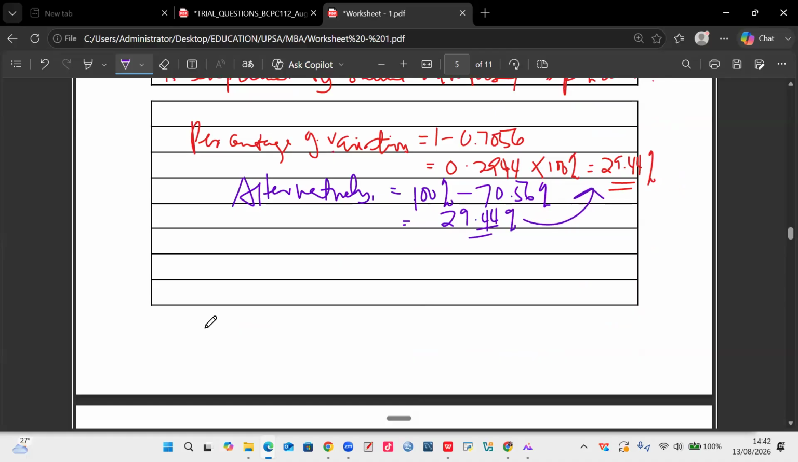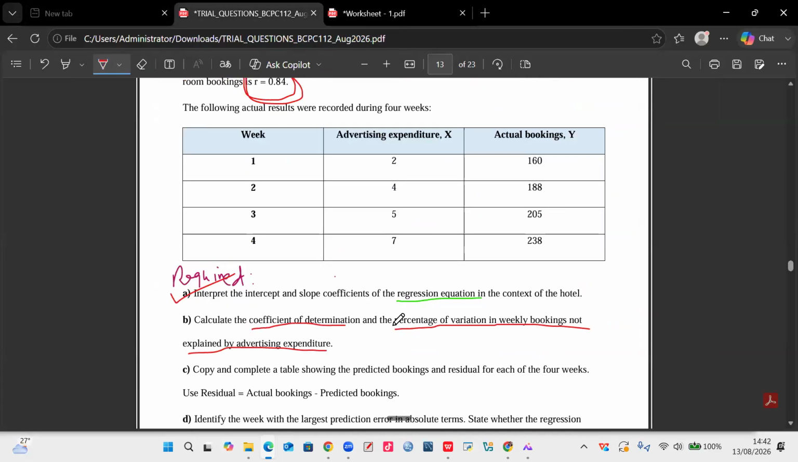And if you want to explain it, you say that 29.44% of the variation. Now look at how the question places it: the percentage of variation in weekly bookings not explained by advertising expenditure. So we'll say 29.44% of the variation in weekly bookings is not explained by advertising expenditure.